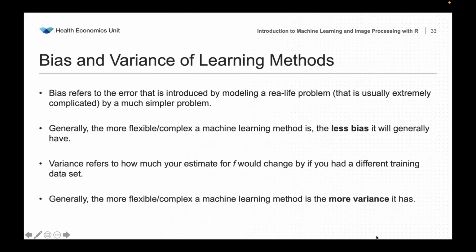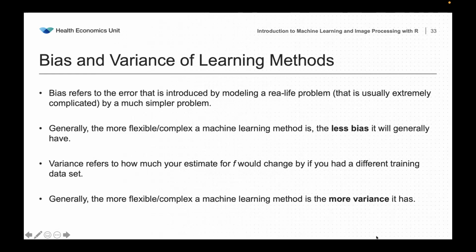So, as I said, bias refers to the error introduced by modeling a real-life problem, which is usually extremely complicated, by a much simpler problem. There are at least 18 or 19 kinds of bias in machine learning. There is no statistical or mathematical formula where you can calculate the bias. The only thing you can do is data exploration and various kinds of statistical analysis to detect whether you have a bias problem or not. Generally, the more flexible and complex a machine learning method is, the less bias it has.